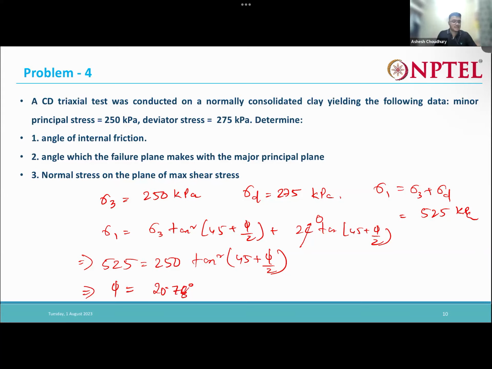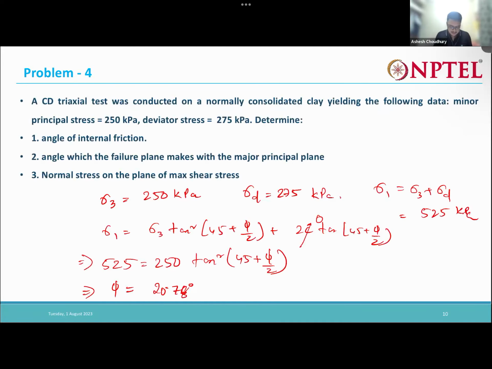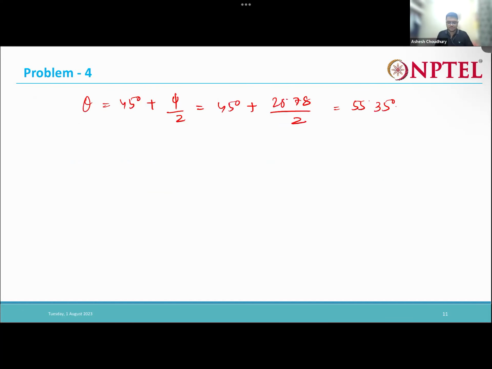Now the next thing is the angle which the failure plane makes with the major principal plane. This is nothing but theta is equal to 45 degrees plus phi by 2, 45 degrees plus 20.76 by 2. It's nothing but 55.3 degrees. So the failure plane makes this much angle with the major principal plane.